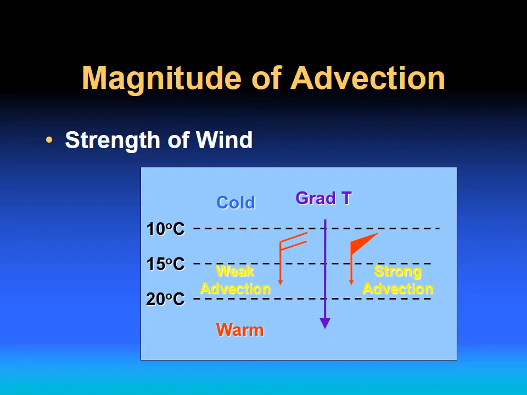So here's an example where you've got a temperature gradient, with colder air to the north, warmer air to the south, and that's the arrow for the gradient pointing to the south. Remember, gradients always point to higher values and point 90 degrees to the isopleths. That's the gradient. And here in this case, we've got wind. We've got a weaker wind on the left, a stronger wind on the right. The one on the right will have stronger advection, and the one on the left will have weaker temperature advection.